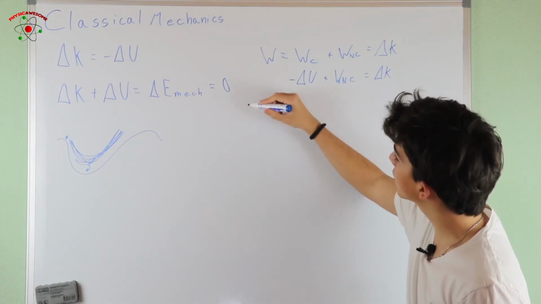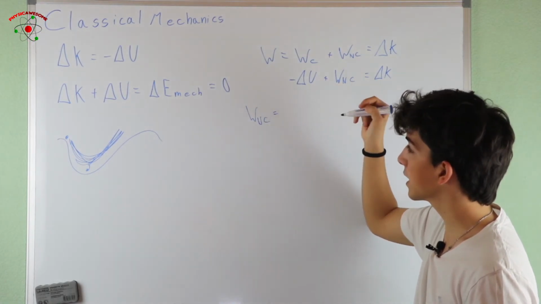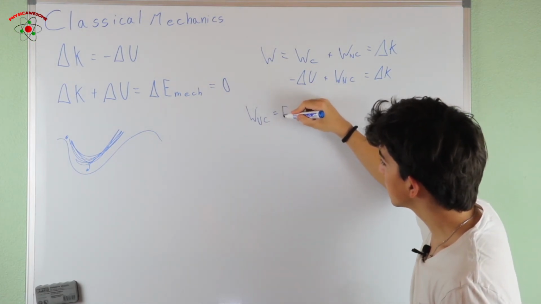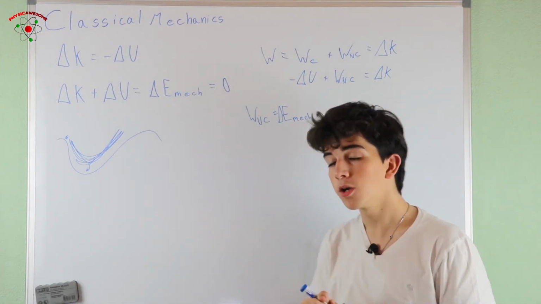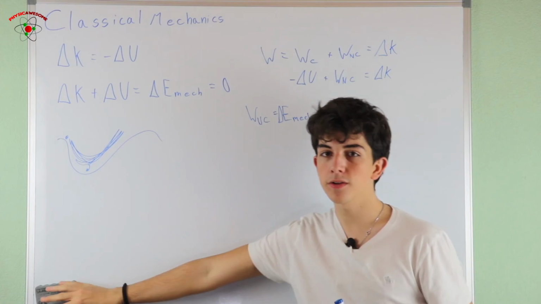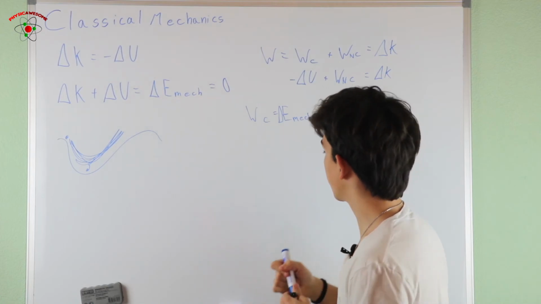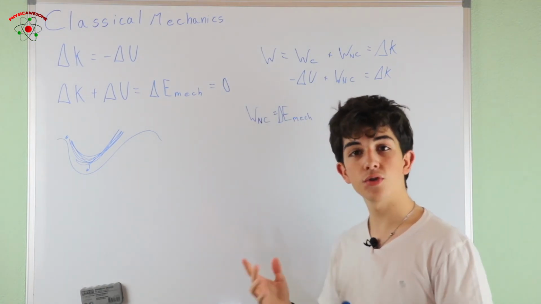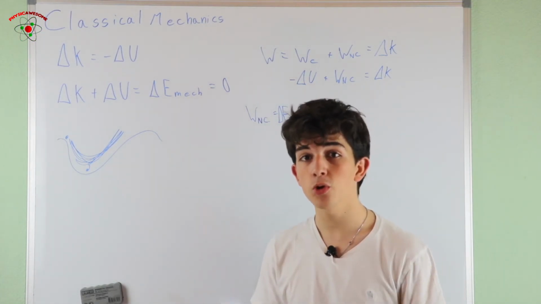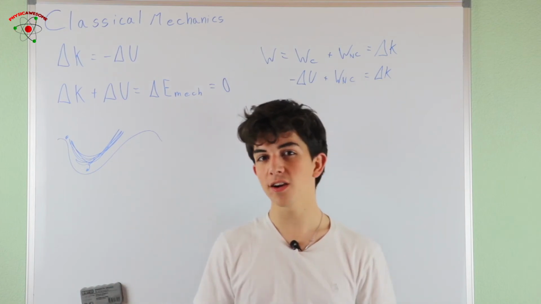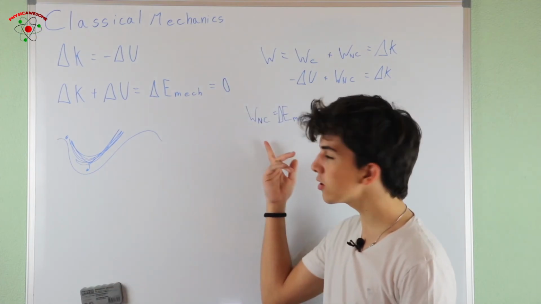If we solve for the non-conservative work, we find it is delta U plus delta K, which is the change in the mechanical energy. So what we see is that mechanical energy really does change and is not conserved when there are non-conservative forces in the game. Some of you may be wondering, but what about the law that says that energy is always conserved? Why is it not being conserved here?